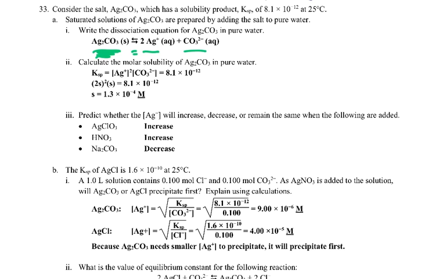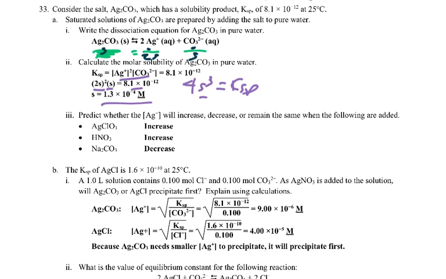Well, if we were going to do an ICE box, let's say that S of this is going to break up, and this would be 0 and 0. Then we're going to end up with 2S of silver, and we're going to add S of carbonate. When we put it into our expression, we get (2S) squared times S equals the Ksp. Or we could say it's 4S cubed equals the Ksp, and we calculate S, 1.3 times 10 to the minus 4. That was the question.